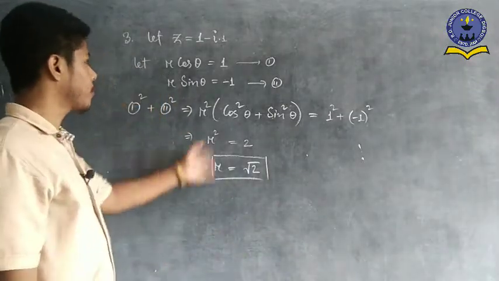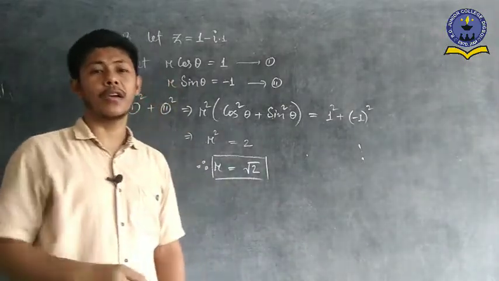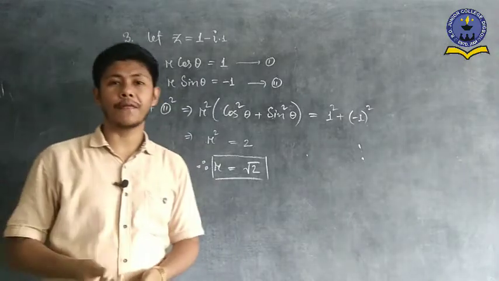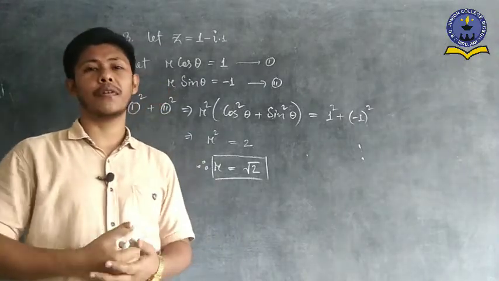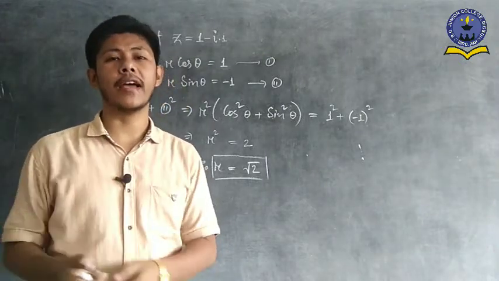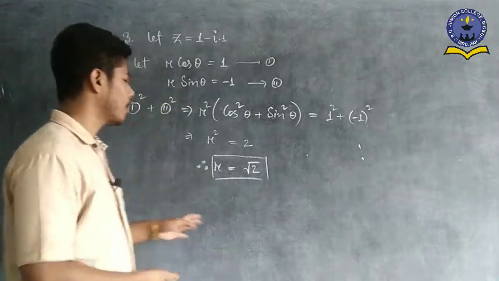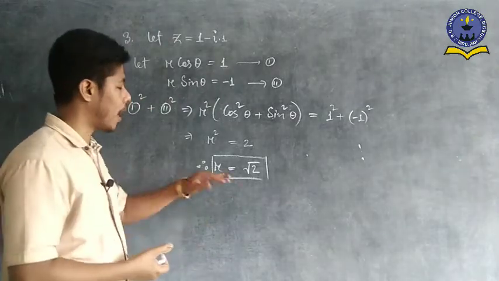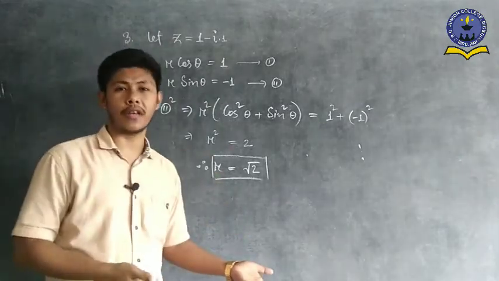So the next part is we have to find out the angle, because we have to convert this into polar form. So the general form is r cos theta plus i r sin theta, is not it? So now we have to convert this into polar form. So r we get. Now next we have to find out theta.